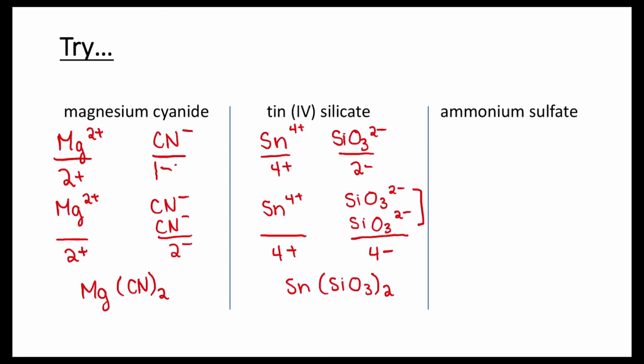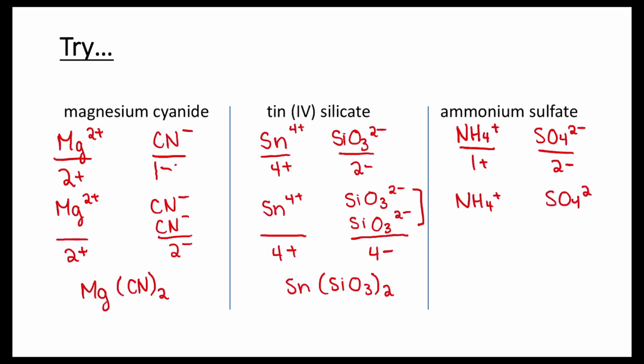So our last example is ammonium sulfate, NH4 plus from the back of the periodic table. And then sulfate has an SO4 2 minus charge. So in this case, we actually have 2 polyatomics. So this is a 1 plus charge, and this is a 2 minus charge.